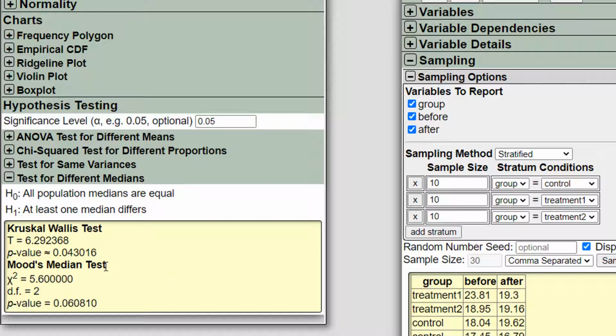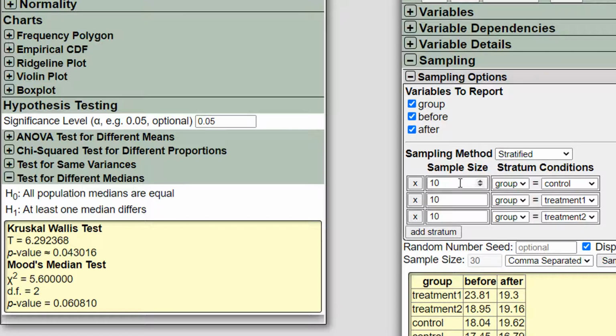And Mood's median test is also done, and this is, again, essentially an independence test. We want to see if the proportion that are greater than the null median is significantly different across groups. And you can see they have similar p-values, because they're testing slightly different things, but you will often get similar results.